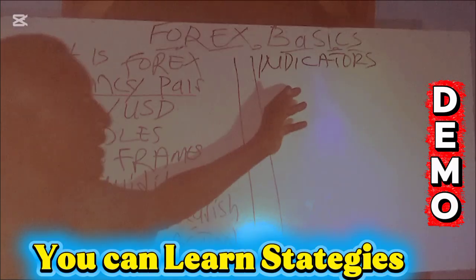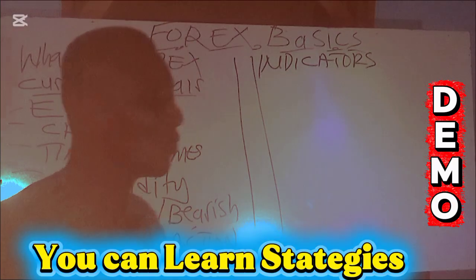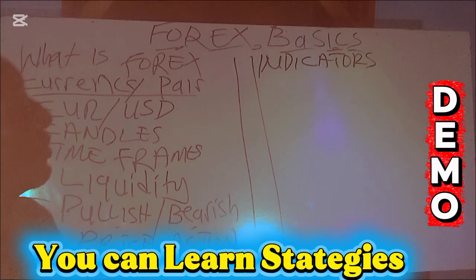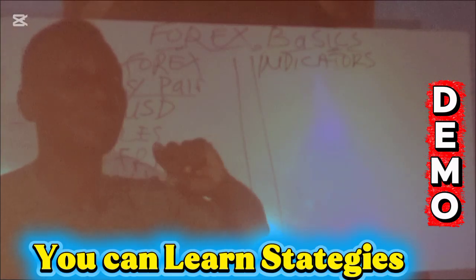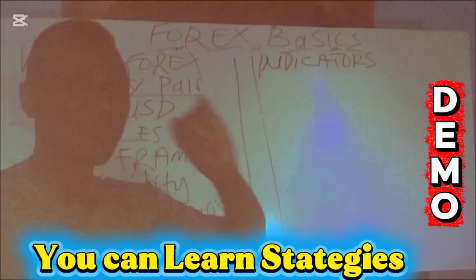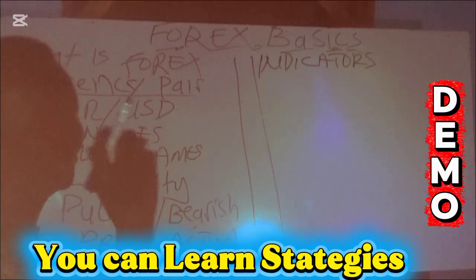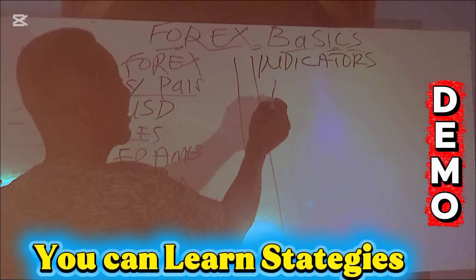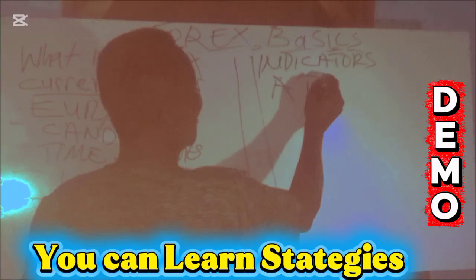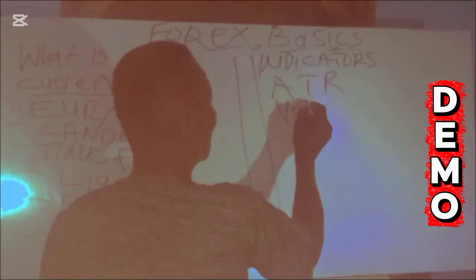Because without understanding these indicators, you will not be able to trade forex. Anybody who does not know indicators can never trade forex. The most important indicator that you need to know is the ATR. ATR will tell you about the volatility.